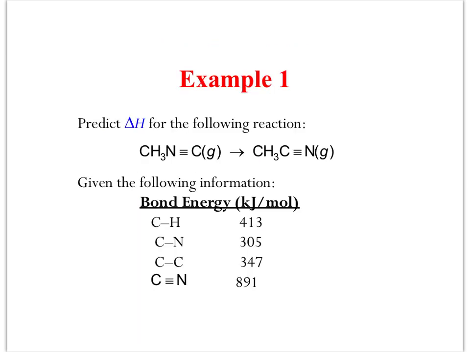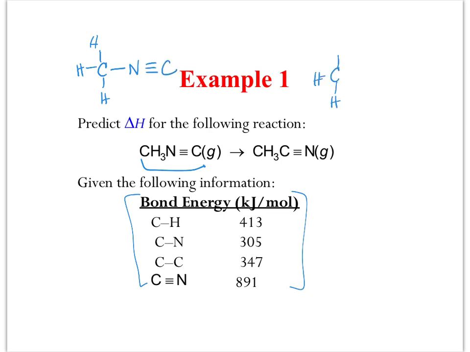Here's another example, and this would be a more likely scenario. You'd get this little short version of it. So this molecule here, CH3N triple bonded to a carbon, this is how it would look. CH3N triple bond to another carbon, and then I want to make CH3C triple bonded to a nitrogen.